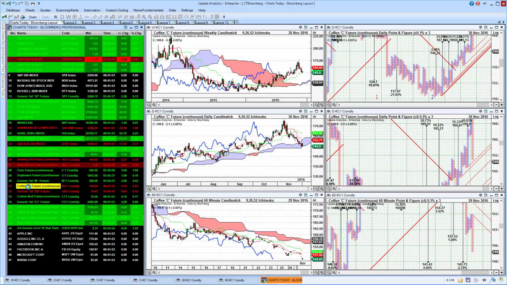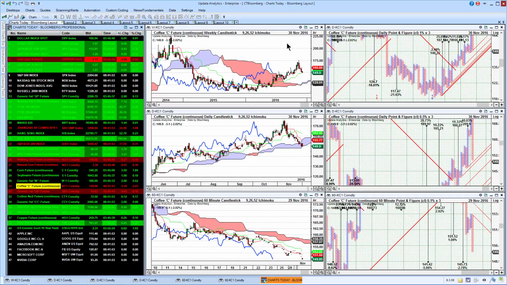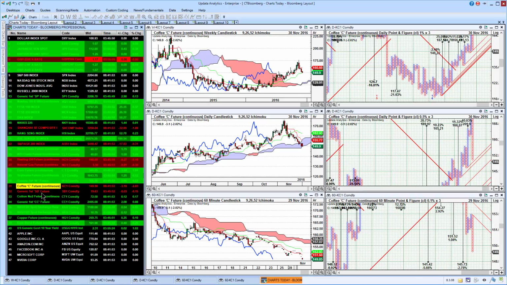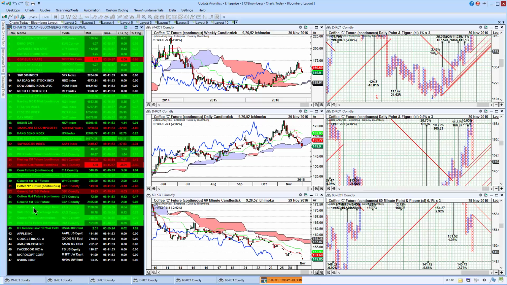Coffee has had a great run of late, but over the recent weeks and months, turning bullish in the long and medium term, but short term the picture is down, and we do have downside targets of 3 and 6% on the short-term point and figure chart, so a lot of volatility creeping in there.